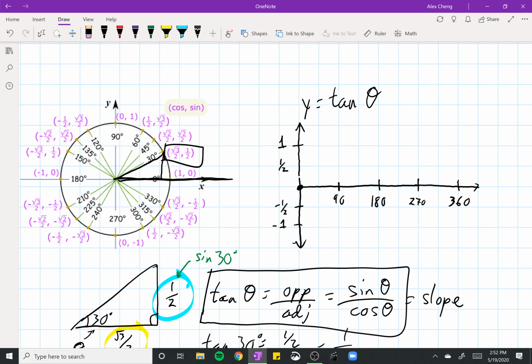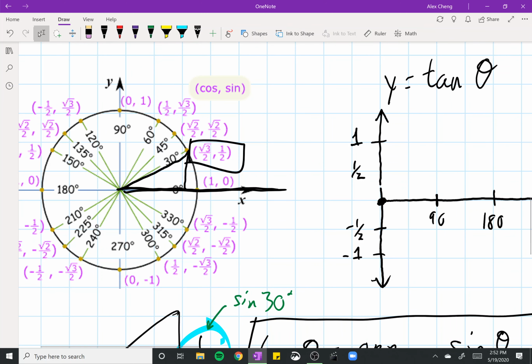I'm going to plug in only one more, and that's 45 degrees. The reason I picked 45 degrees is that it's one that I actually remember. At 45 degrees, I know that sine and cosine are equal. And so if they're equal, then sine over cosine is going to equal 1. Now we can see that the slope is getting steeper, which makes sense. We can see that right here.